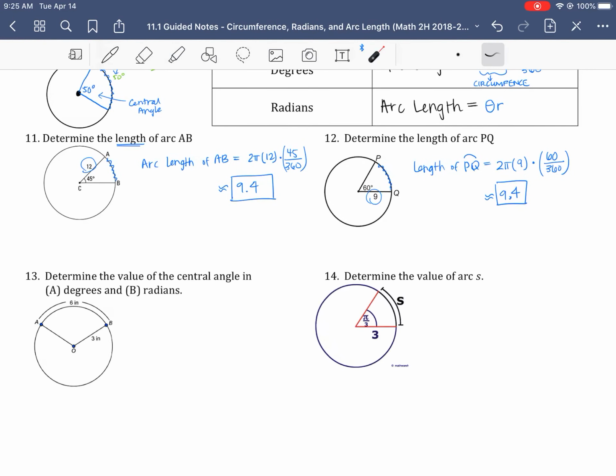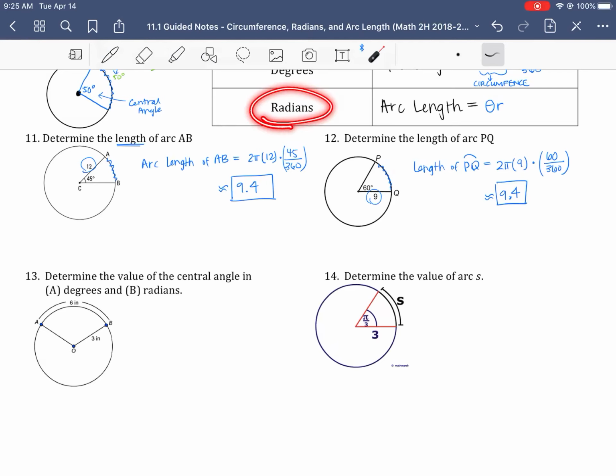So let's look at these next two. I'm going to jump to 14. I'll come back to 13. This says determine the value of arc S. So we're shown there, arc S is there. Notice if you look at the central angle, this is pi thirds. That's no longer in degrees. This one is in radians.